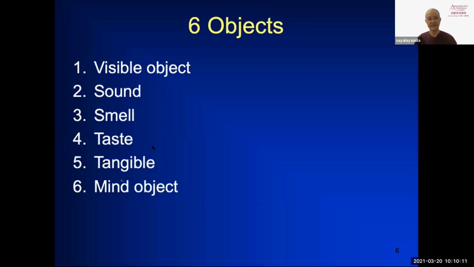These 6 are very common to us because we see things all the time. We hear sound all the time. We smell when there's smell. We taste when there's food on the tongue. We touch most of the time, and we think all the time. So these are very common things in our life.